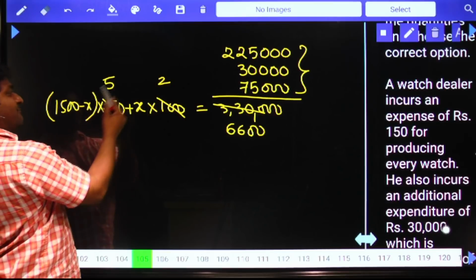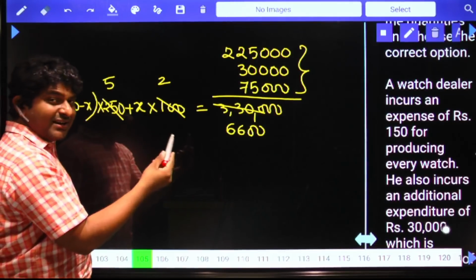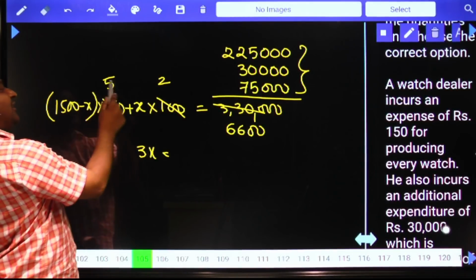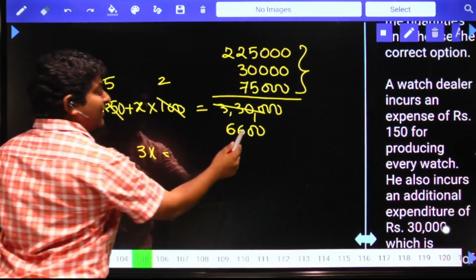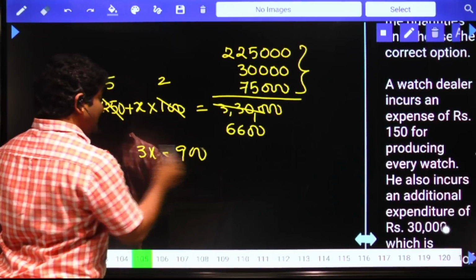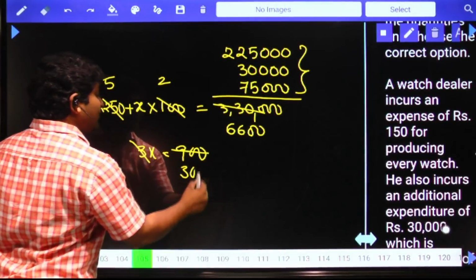2x minus 5x, minus 3x goes to the other side, that becomes 3x. 1500 5 times 7500 minus 6600, that is equal to 900. Then x is equal to 300.